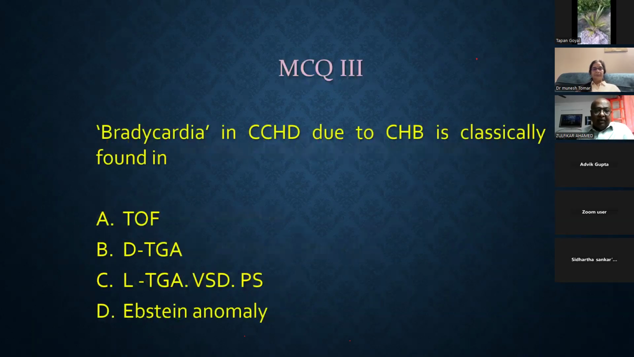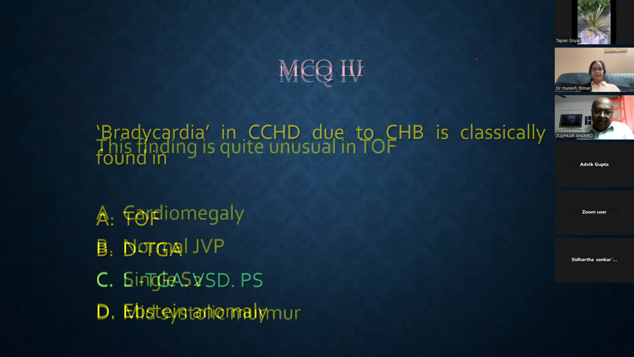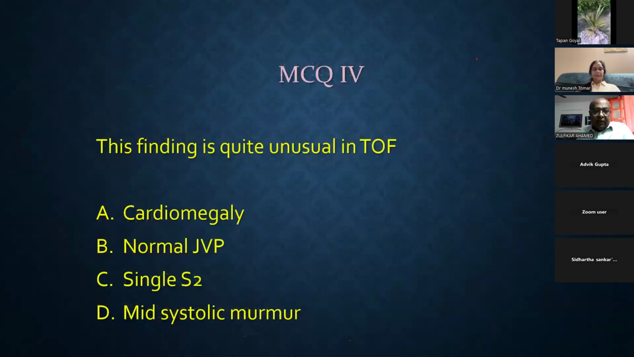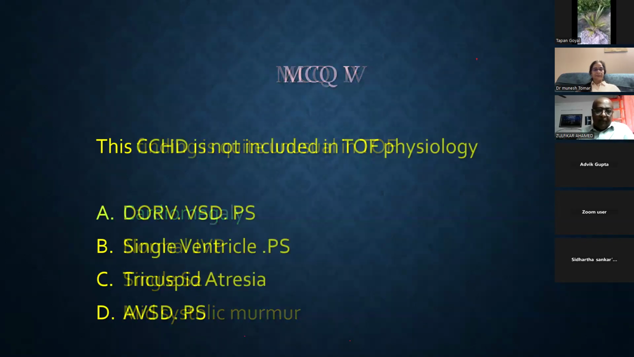A bradyarrhythmia in congenital cyanotic heart disease, we have discussed, it will occur in LTGA VSDPS because of a complete heart block. This finding is quite unusual in tetralogy. You will have a normal JVP, no single S2 with systolic murmur, but no cardiomegaly in regular tetralogy of Fallot.